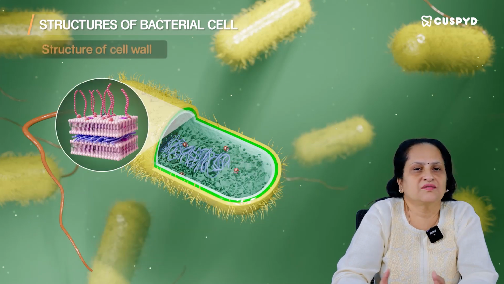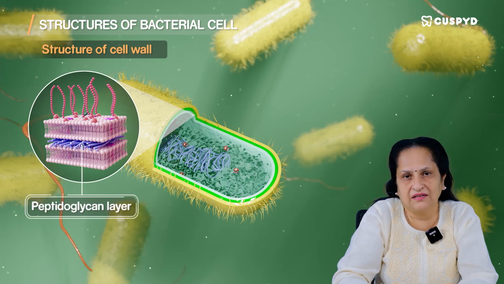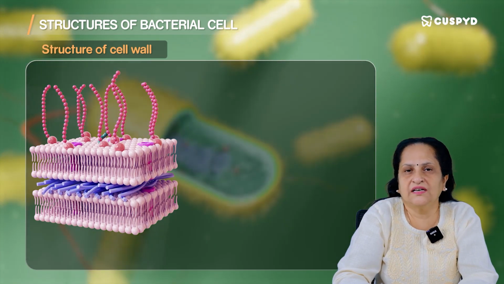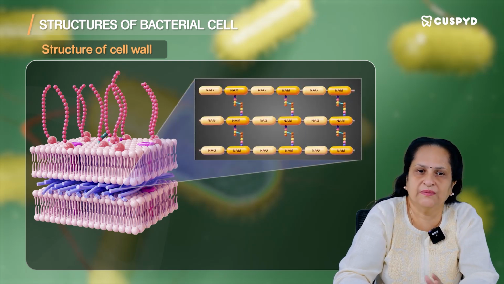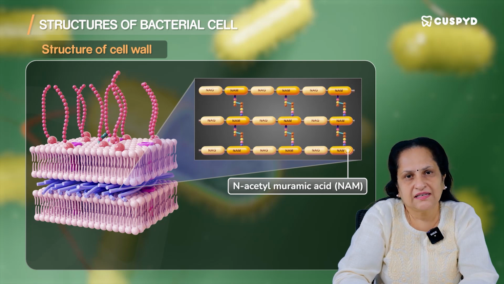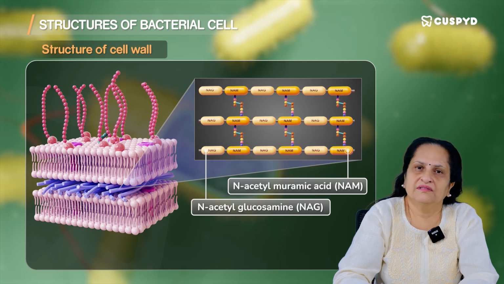So, what does the structure of the cell wall look like? The cell wall is basically made up of a peptidoglycan layer. This peptidoglycan layer consists of two different types of polymers. The first one is N-acetylmuramic acid or NAM, and the other one is N-acetylglucosamine or NAG.